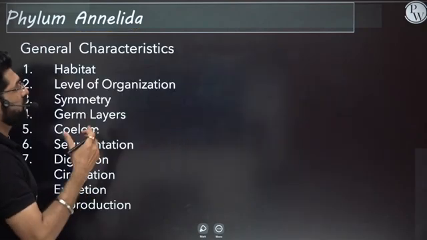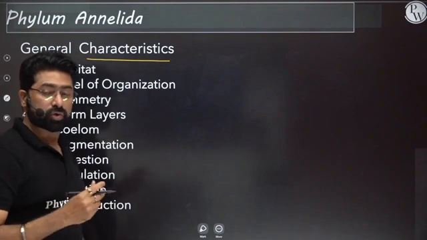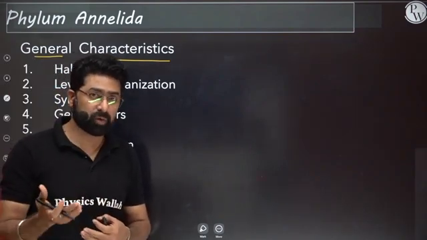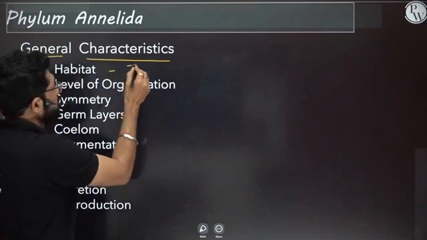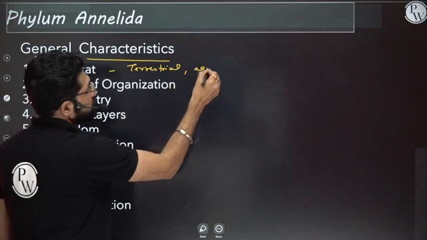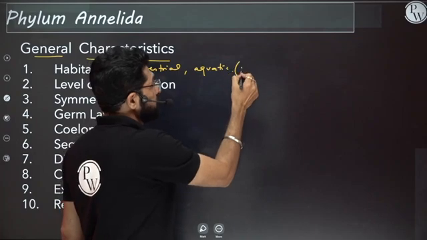So let's see now some special general characters of annelids. If I talk about their habitat, they can be terrestrial and also aquatic. Habitat: terrestrial and aquatic. Nereis is aquatic.